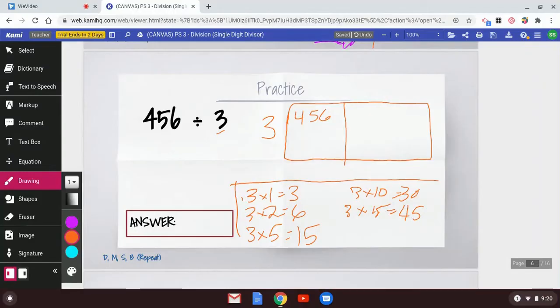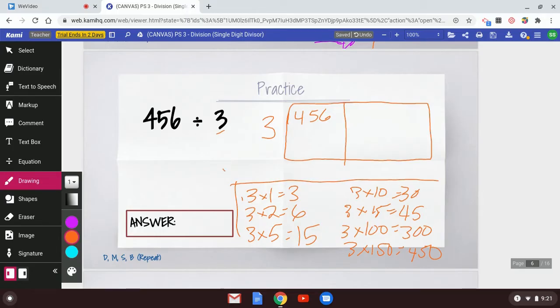45. What about 3 times 100? That would equal 300, right? What about 3 times 150? Well, that would equal 450. Okay, see how I just picked some random things and picked bigger numbers? Okay, now let's see. 3 into 456.